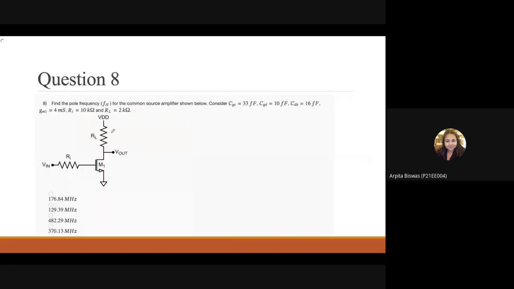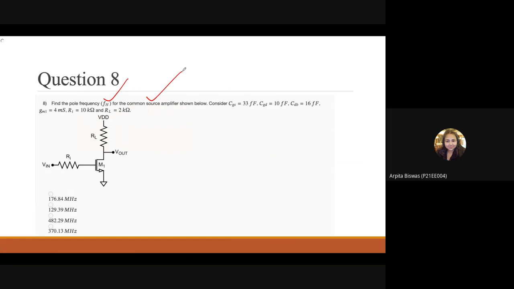So this is question number 8. Find out the pole frequency FH for the common source amplifier shown below. Consider the CGS, CGD and CDB. Some values are given. So you have to find out the FH, the pole frequency. In the same way as in that question where you found the C output Miller, this question is also a common source amplifier, so at first you have to find out the AV, then C input Miller, and then C input.